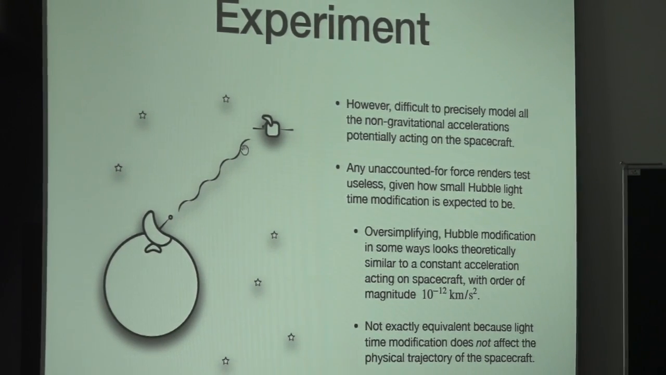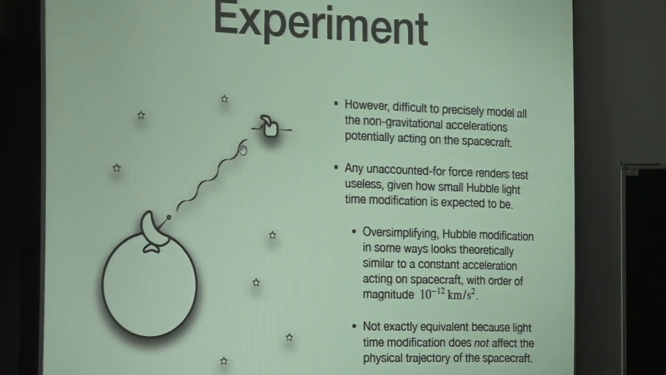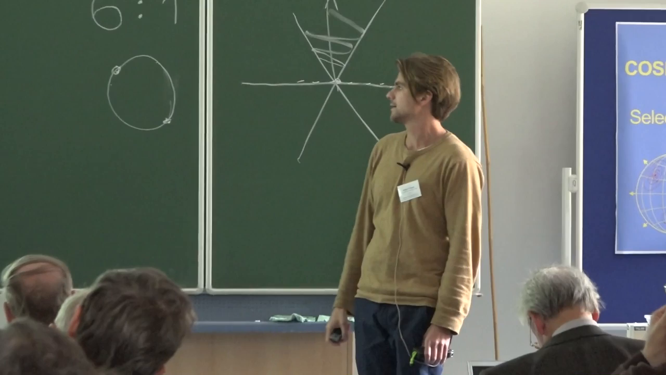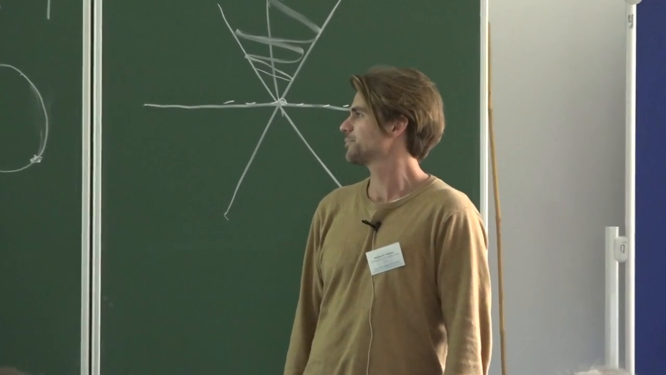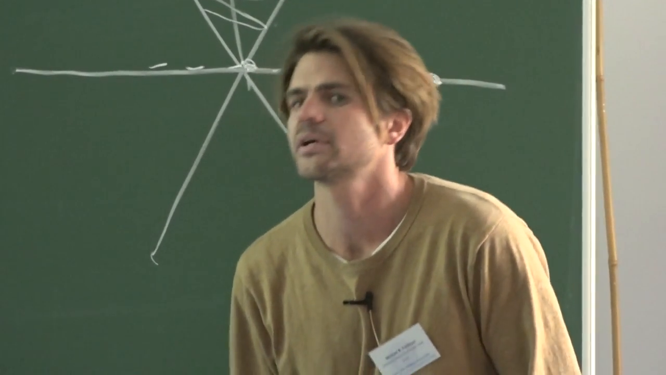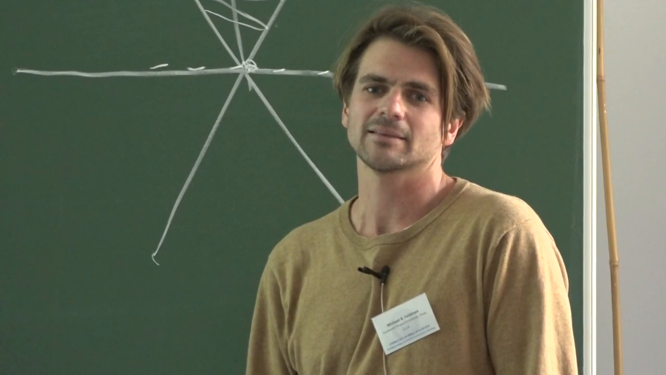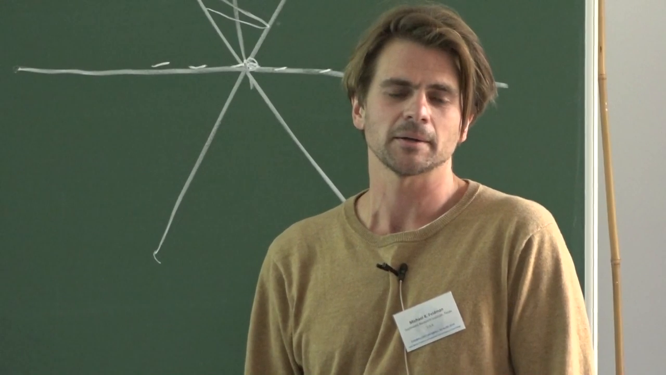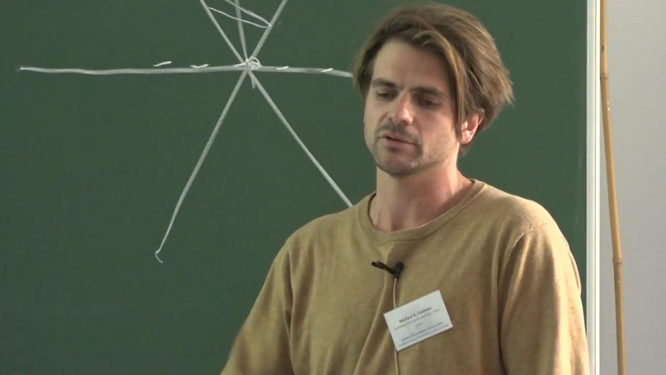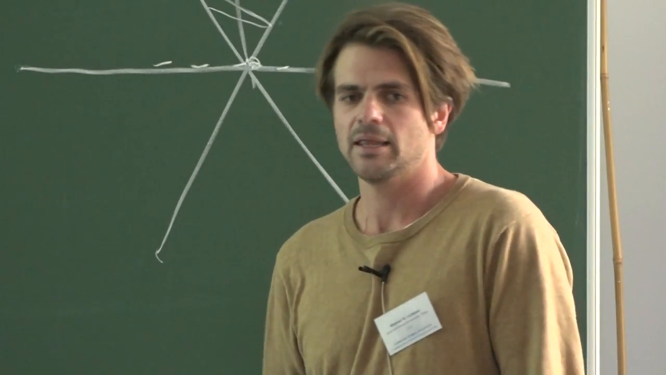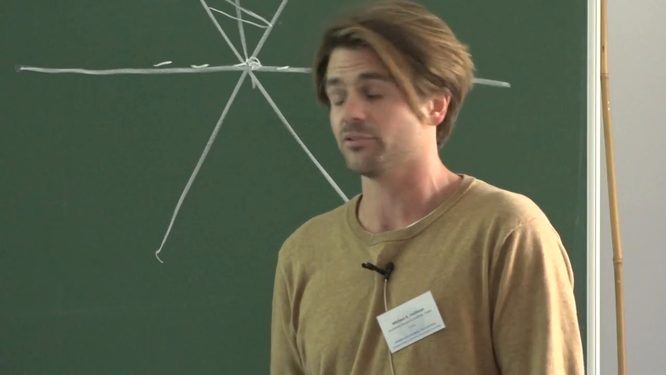Just for orders of magnitude and oversimplifying here, the Hubble modification I showed earlier in terms of a modification to the light time can kind of be thought of as a constant acceleration acting on the spacecraft with order of magnitude 10 to the minus 12th kilometers per second squared. For context, that's about at the level of a power generator on either Cassini or Pioneer emitting thermal radiation and hitting the back of the antenna on the spacecraft. So it's super, super small.